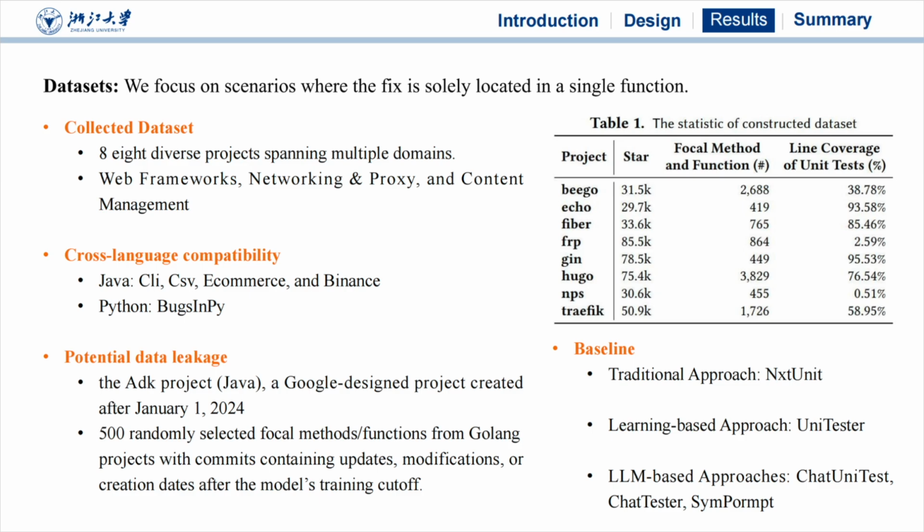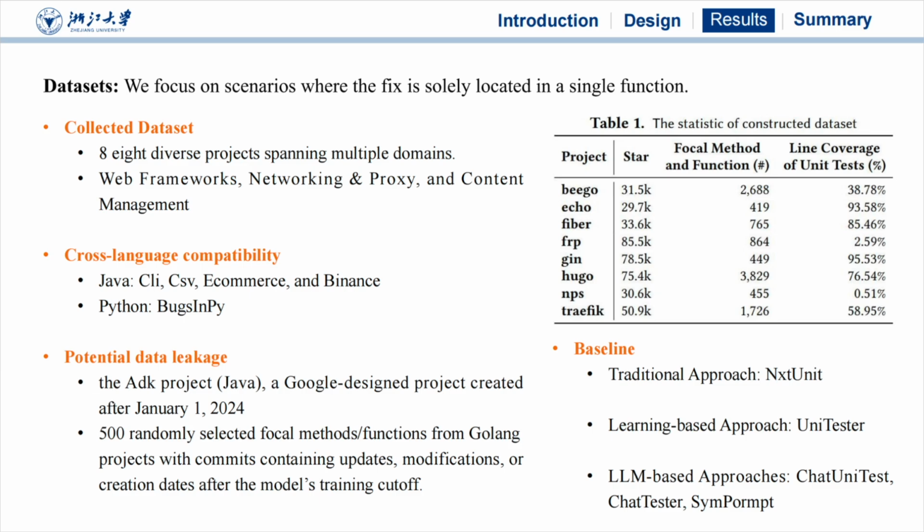During the experiments, we evaluated our approach on 3 languages: Go, built on 8 diverse projects across multiple domains; Java, from 4 projects; and Python, from the BugsInPy dataset. We compared against 5 baselines across 3 categories: traditional, learning-based, and LLM-based approaches.